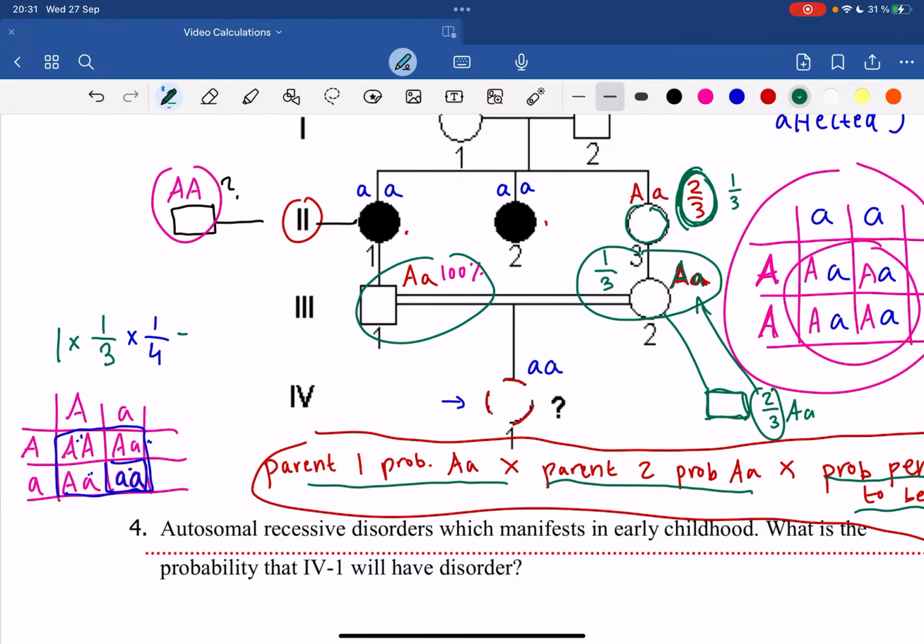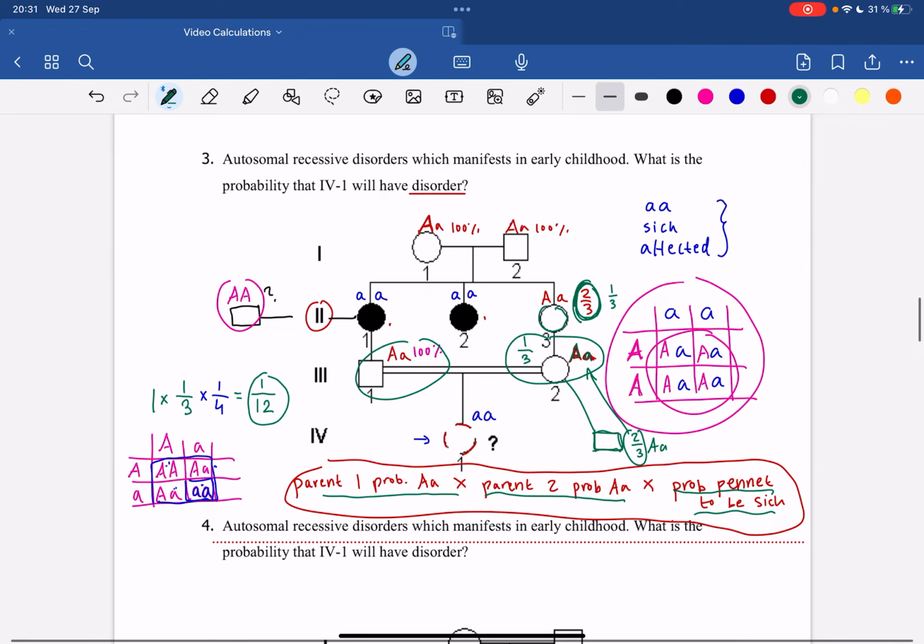And what do we get? We don't need calculators for this one. 1 out of 12. And that's the answer to this one.